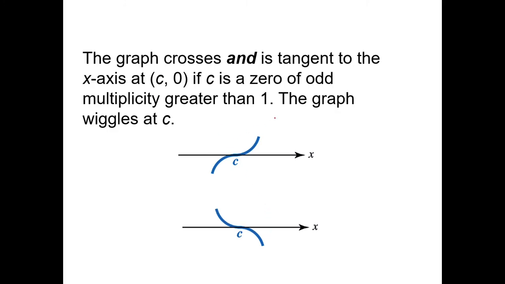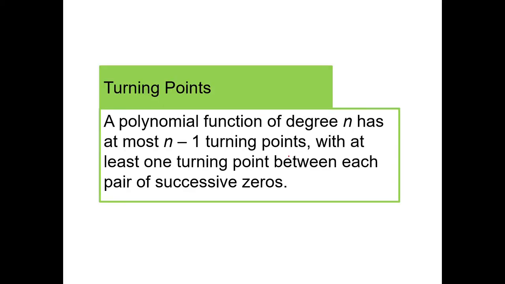If the graph crosses and is tangent to the x-axis at the point c, 0, if c is a 0 of an odd multiplicity greater than 1, the graph wiggles at c. So we have an inflection point or a wiggle at the point c if the multiplicity is greater than 1. A polynomial function of degree n has at most n minus 1 turning points, with at least one turning point between each pair of successive zeros.